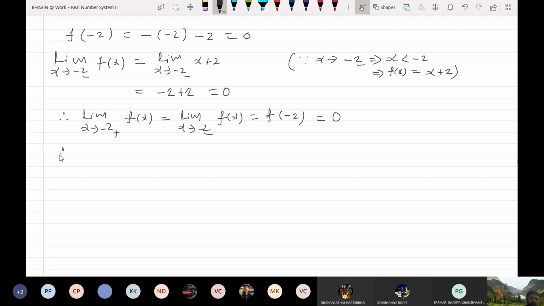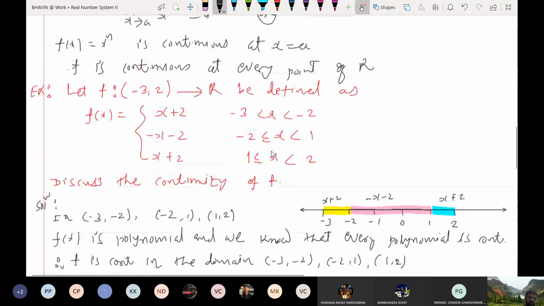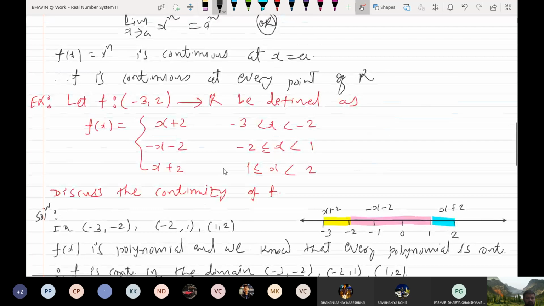So therefore, f is continuous at x equal to minus 2. Okay? So do you understand? Yes, sir.